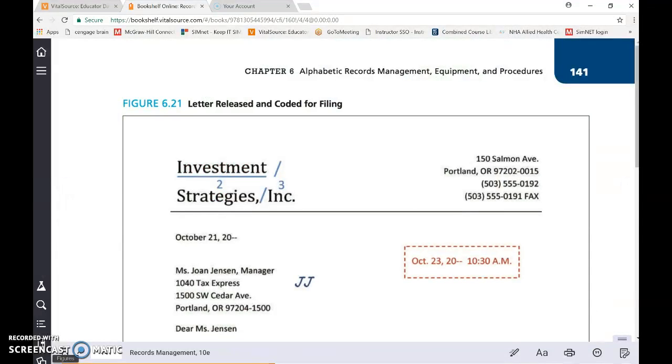When you receive a piece of correspondence, you need to mark on that correspondence where to file it, when it was done, and that type of information. So you can tell by looking at this one that this should go under Investment Strategies, Inc., and it gives you the primary, secondary, and third, which order they go into. It has the initials of the person who coded it, and it also has the date and time so that you can actually check back and see when this was done. You should do this to all types of paper correspondence that comes into the office.